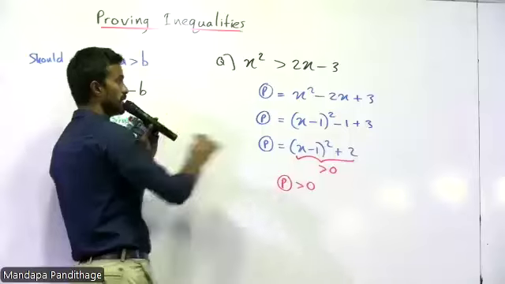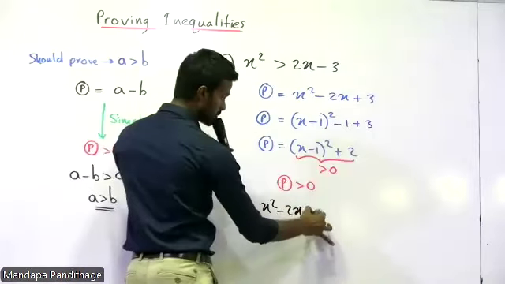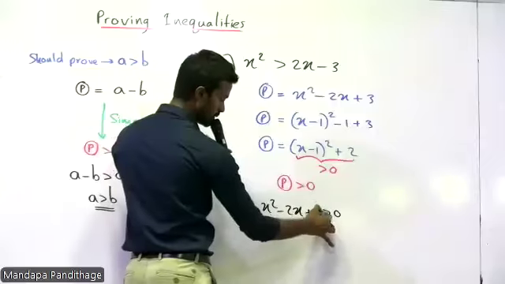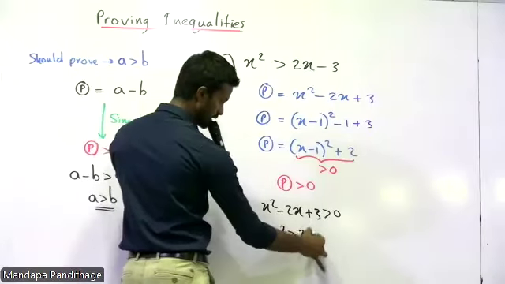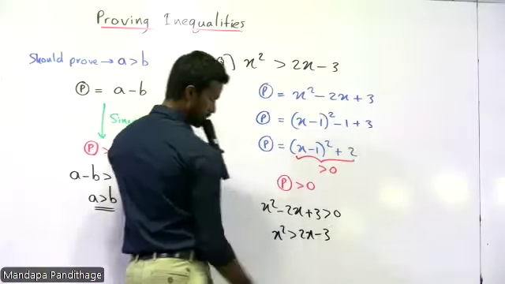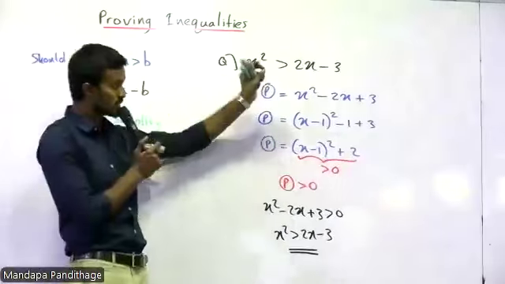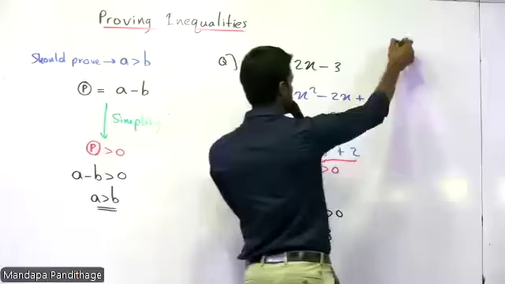So what is your P? It's x squared minus 2x plus 3 is greater than 0. If you take this to this side, x squared is greater than 2x minus 3. So that is how we show it. You bring this to one side and simplify up to a stage that you can clearly say it's greater than 0. Okay, I'll do another example.